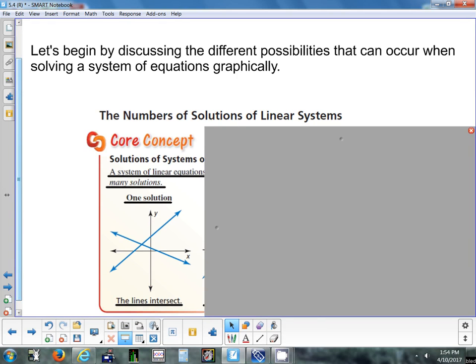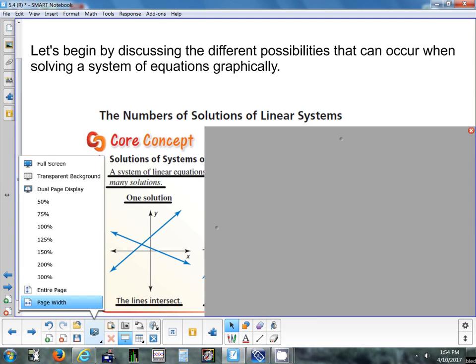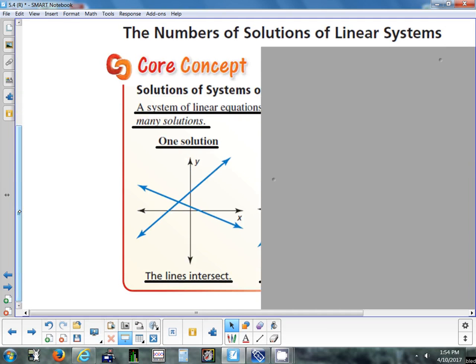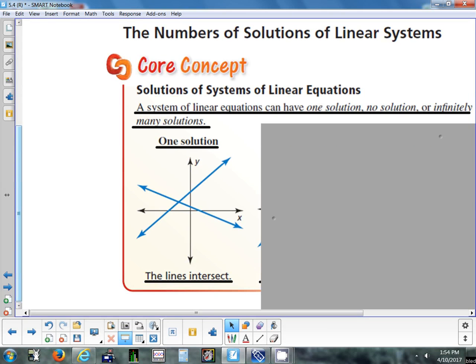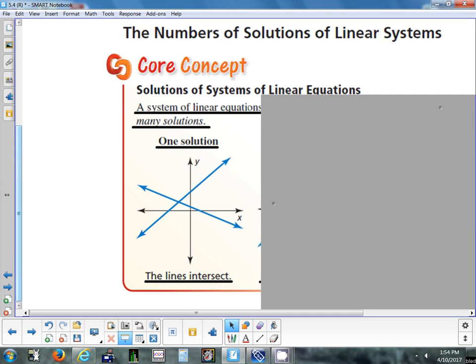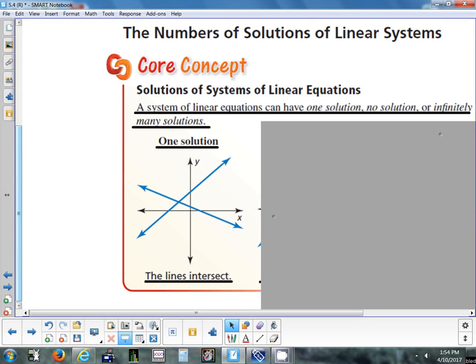this. Okay, so you have a spot on your notes. Okay, to fill in what this is. This is one solution. You guys, copy what's above too, and what's underlined. Where it says solutions of systems of linear equations, write what's underlined as well. So this is what Shannon just said. The lines cross one time.